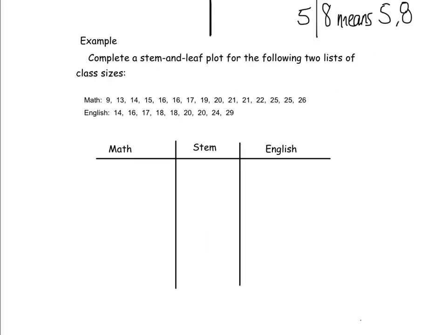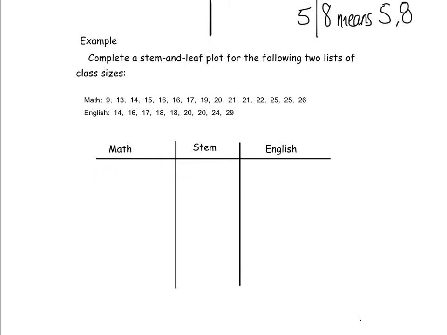Now let's look at the next example. Now we can make a stem and leaf plot for when we have two lists of data as well. It's a way of maybe comparing them a little bit. So if I want to put the math and the English in the same stem and leaf plot, I'm going to have a common stem here in the middle, and then here will be the leaves for the English, and here will be the leaves for the math.